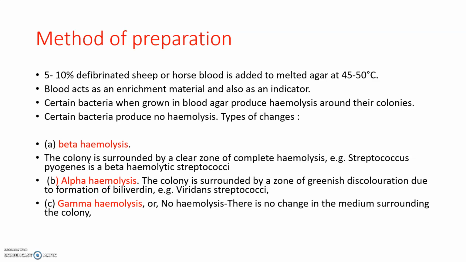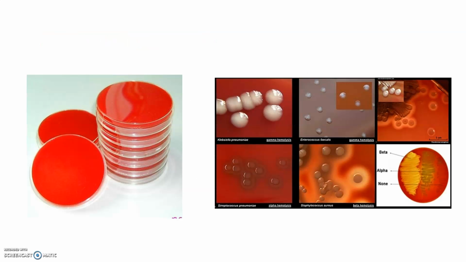The next is alpha hemolysis. The colony is surrounded by a zone of greenish discoloration due to the formation of biliverdin. So here no complete destruction has occurred, only a partial destruction. That is why a zone of greenish discoloration can be seen surrounding the colony, because of the formation of biliverdin.